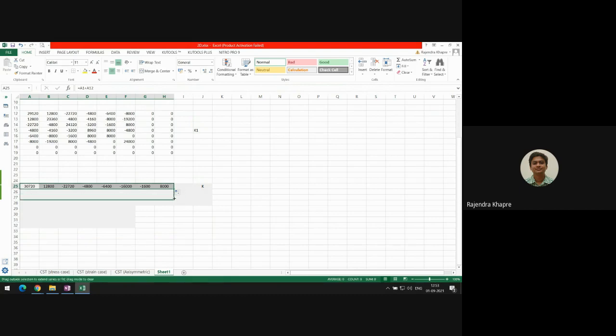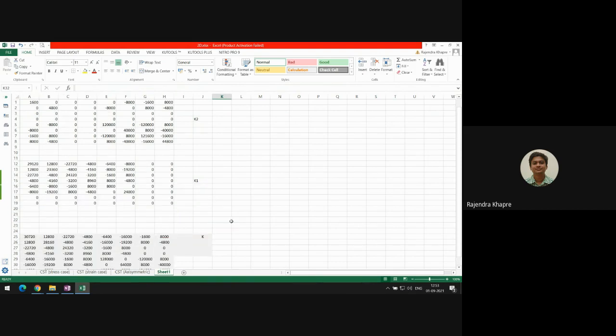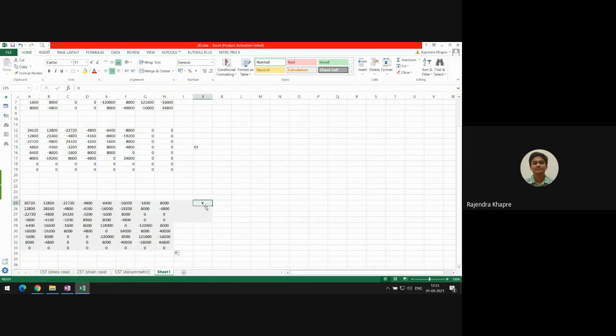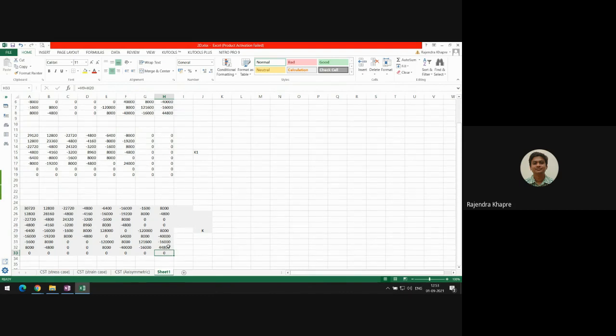So this is 1, 2, 3, 4, 5, 6, 7, and 8. I'm basically adding this matrix and this matrix, so that I get the k global matrix over here. So this is my k global matrix. I hope you have understood this.